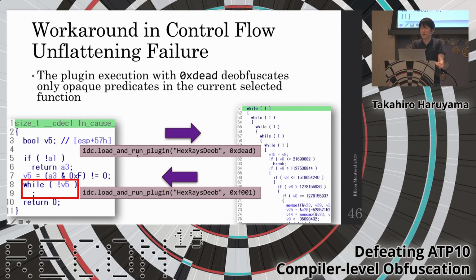I think it's a rare case, but control flow unflattening may fail. In that case, please execute the plugin with the value 0xDAD. It de-obfuscates only opaque predicates in the selected function, so we can recover the lost code blocks due to the failure.